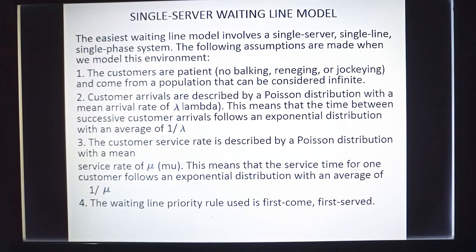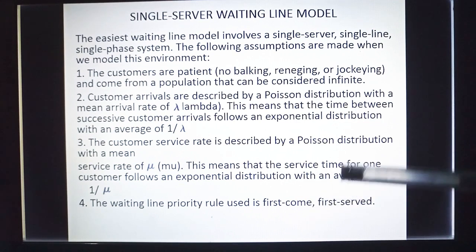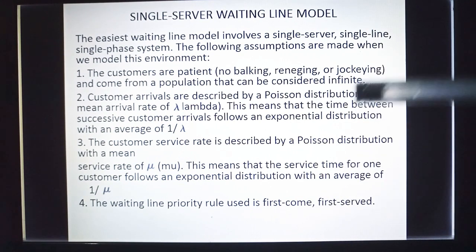And then the customer service rate is described by a Poisson distribution with a mean service rate of mu. This means that the service time for one customer follows an exponential distribution with an average of 1 over mu. So again, it follows an exponential distribution.